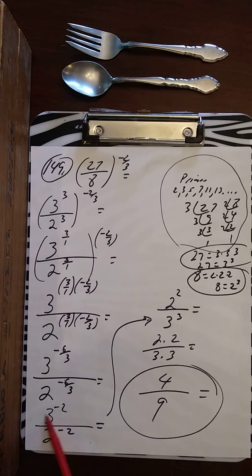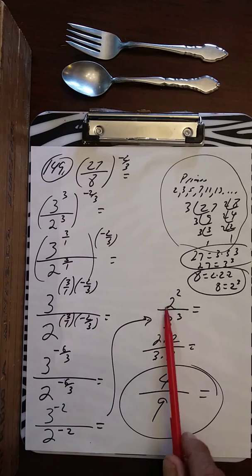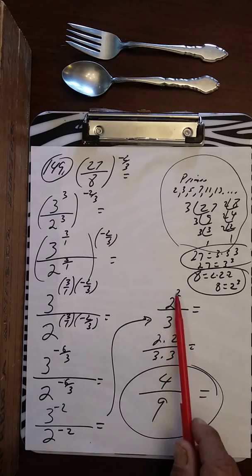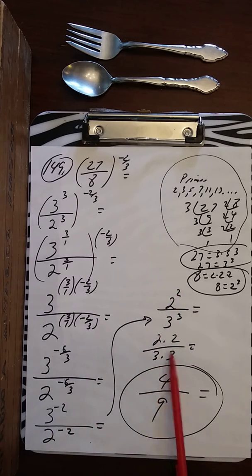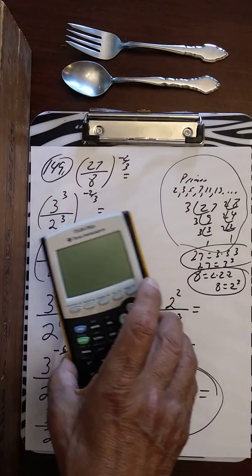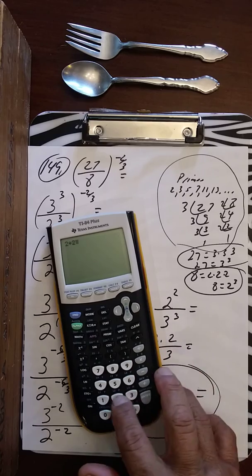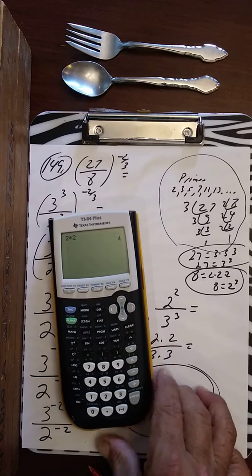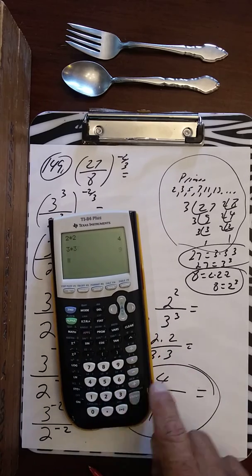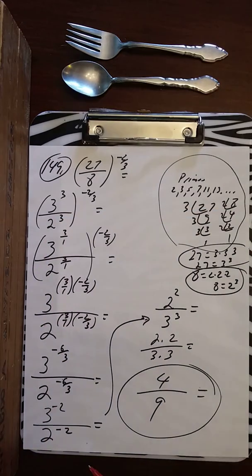Rewrite this without the negative powers, flip them. So 2 to the 2 on top and 3 to the 2 on the bottom. On top we have 2 times 2, and 3 times 3 on the bottom. And yes, use a calculator, of course. 2 squared means 2 times 2, which is 4. And 3 times 3 is 9. So 4 over 9.